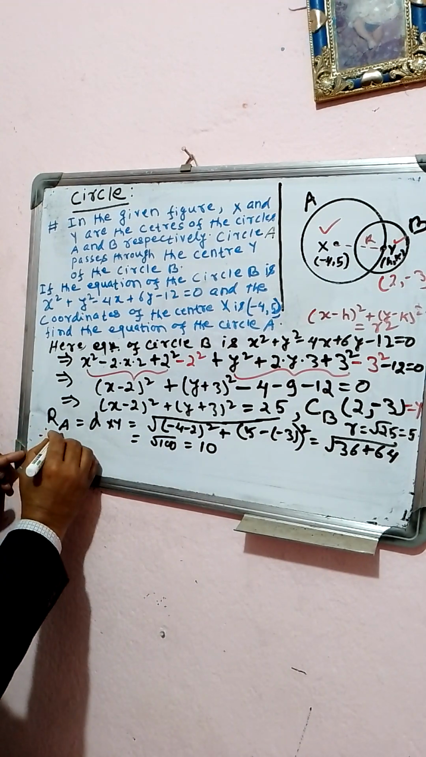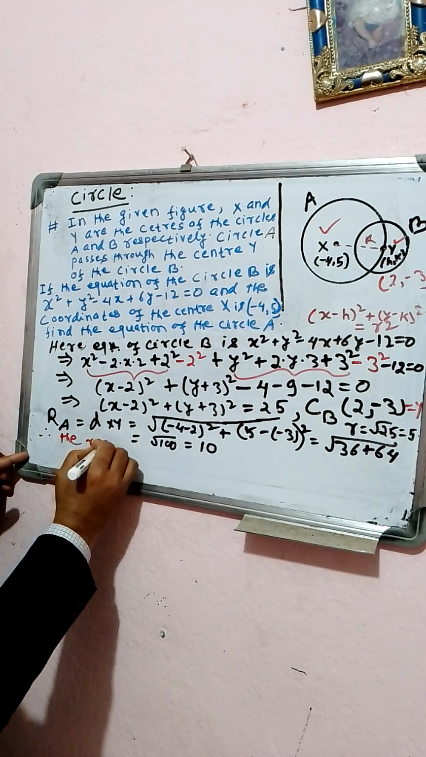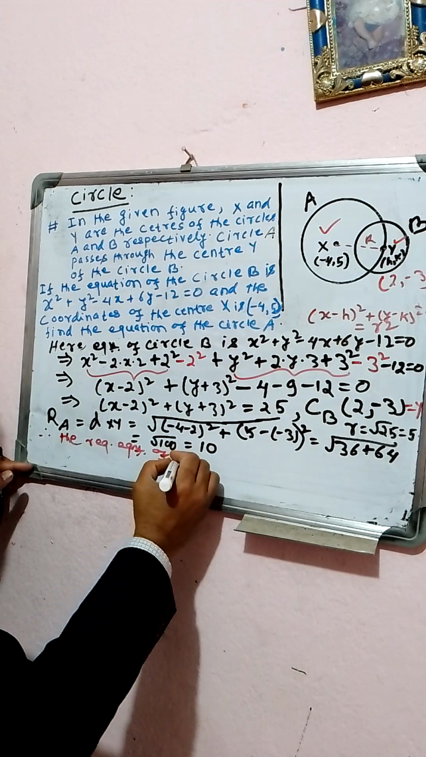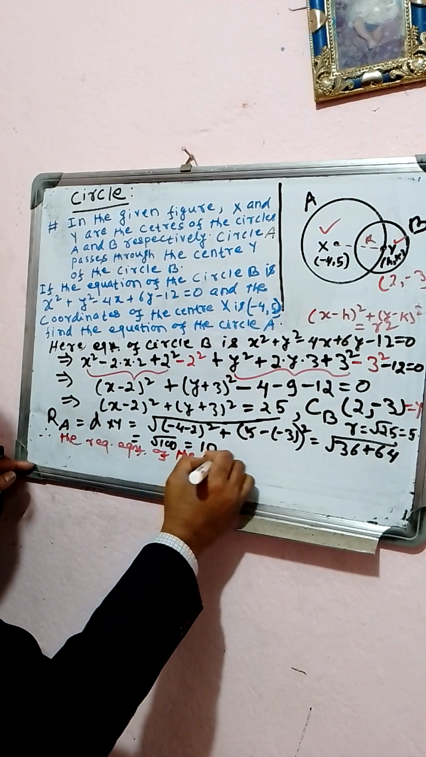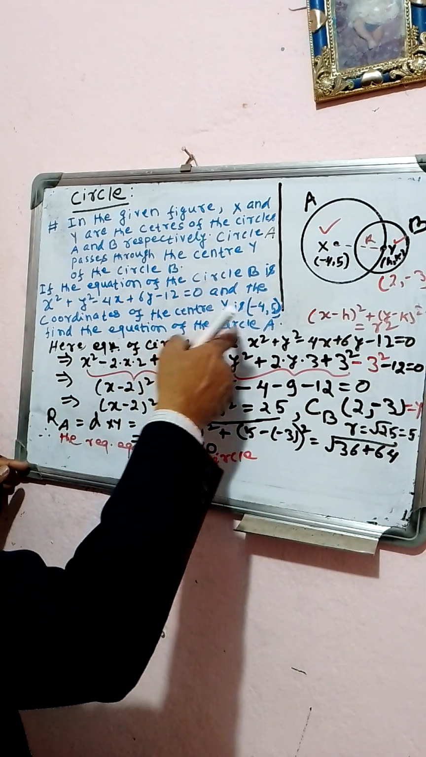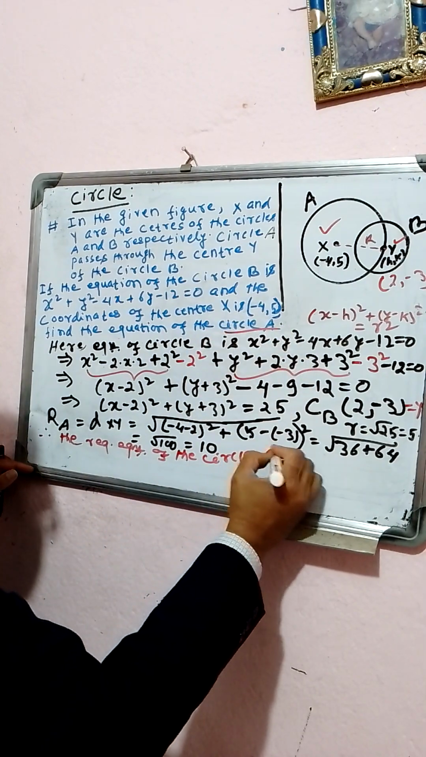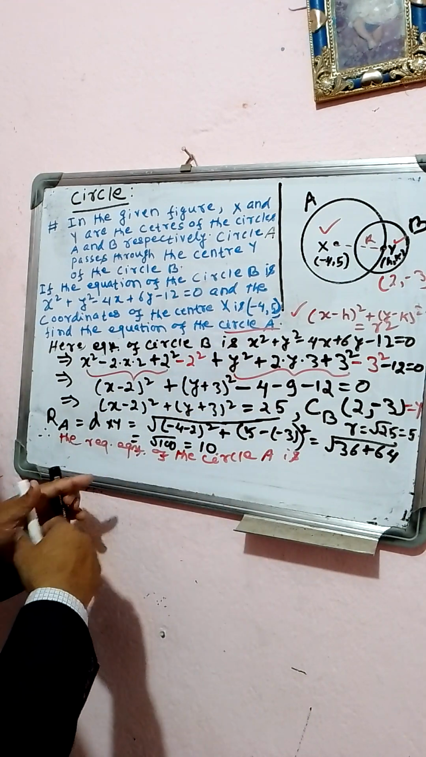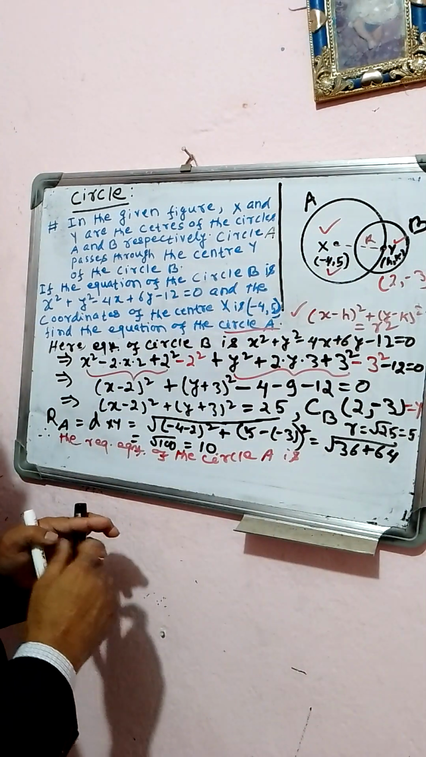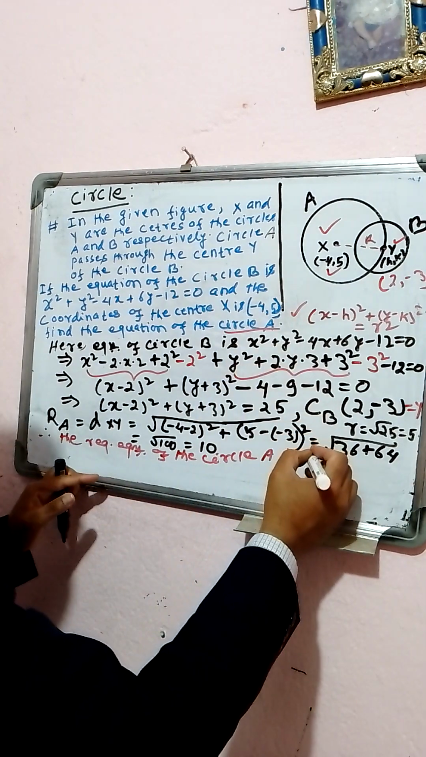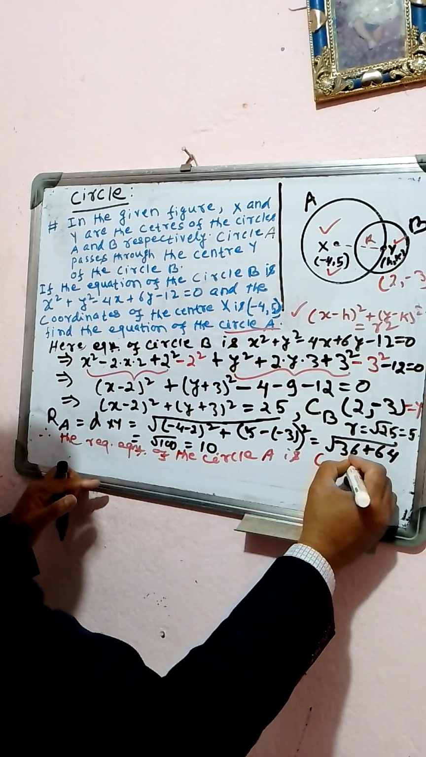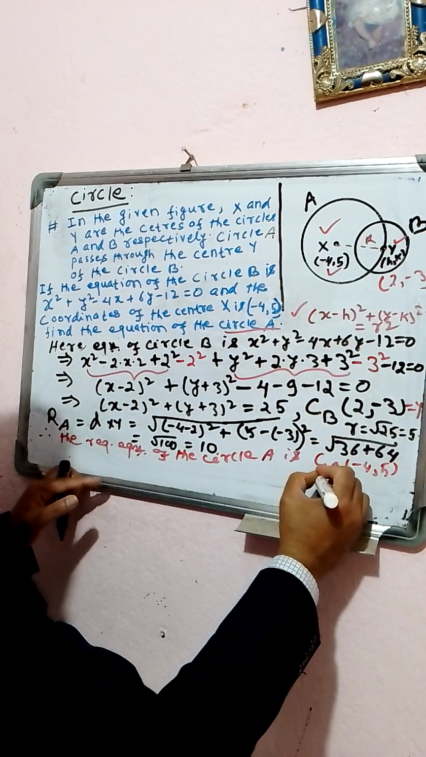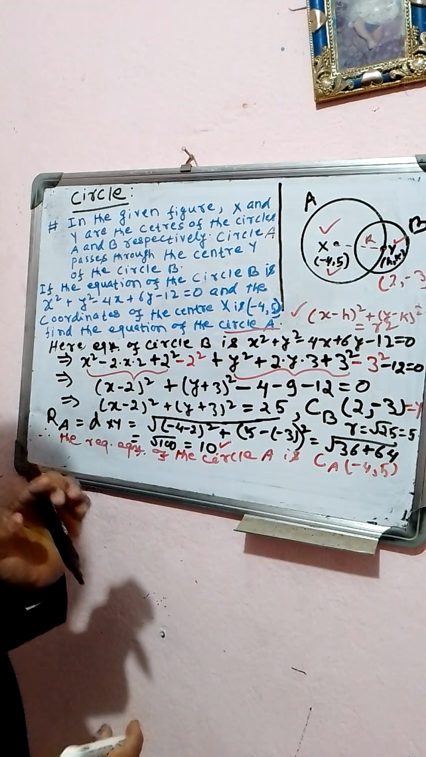So therefore you can say that the required equation of the circle, which circle it is asking for, circle A, you can just use this formula now. Its center is negative 4 and 5. So the center for A is negative 4 and 5, and the radius you have already seen is 10.